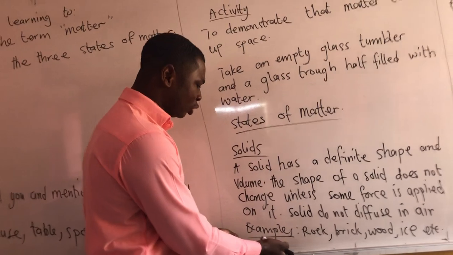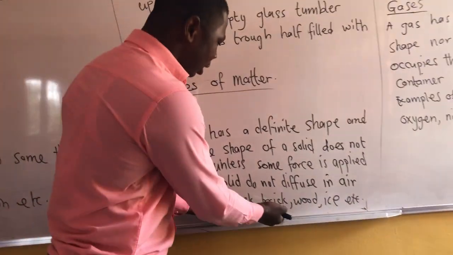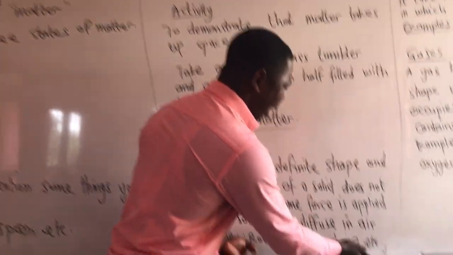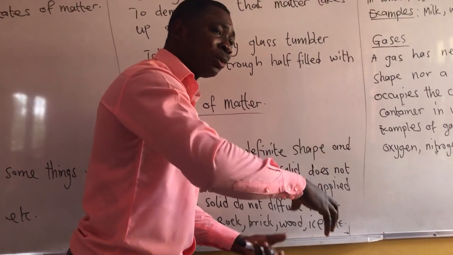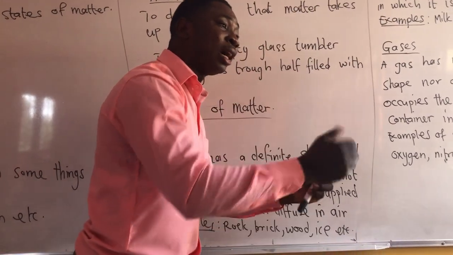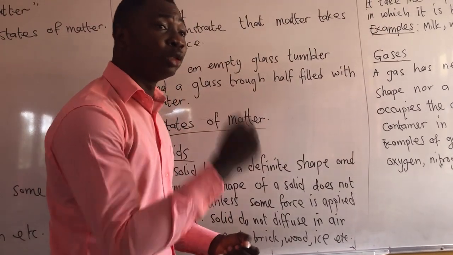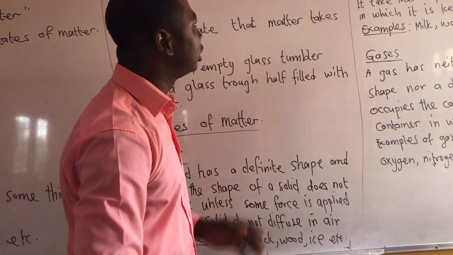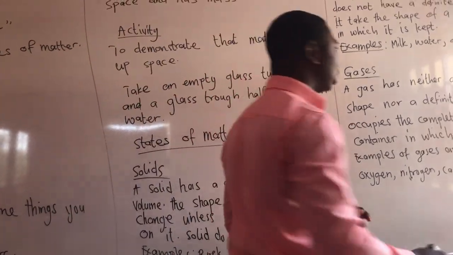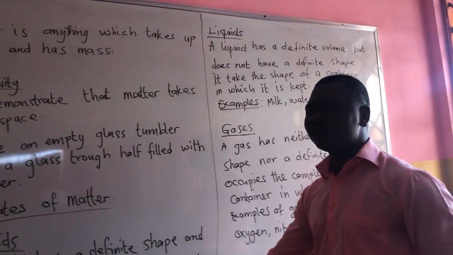So examples of solids are what? Rock, brick, wood, ice. Ice is when you put water in the fridge for some time, it will be ice. Very hard. When you hit your forehead on it, you see that it's hard.